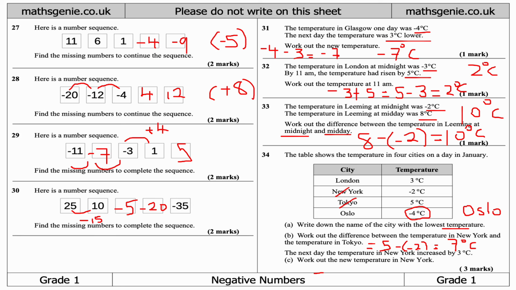Part C, the next day, the temperature in New York has increased by 3 degrees. Work out the new temperature. Well, it's -2 plus 3, which is the same as saying 3 take away 2, which the answer is just 1 degree. So -2 plus 3 is just 1 degree, guys.